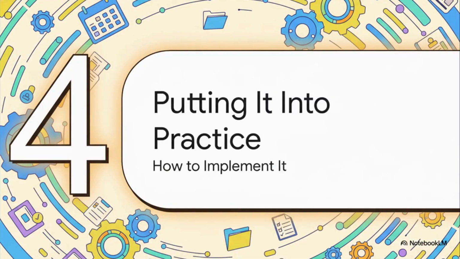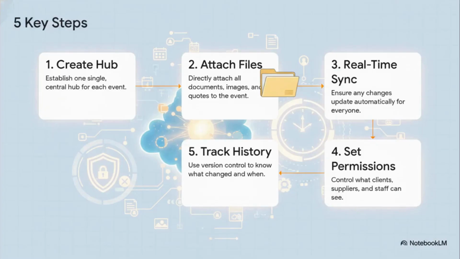Okay, so this all sounds great in theory, but how do you actually make it happen? How do you put it into practice? Let's break down the steps you need to take to get this system working for you. It really comes down to 5 pretty straightforward steps. First, you've got to create that single event hub. That's your foundation. Second, you have to enforce a new rule. All documents get attached directly to that hub. No exceptions. This is what stops the scattering before it even starts.